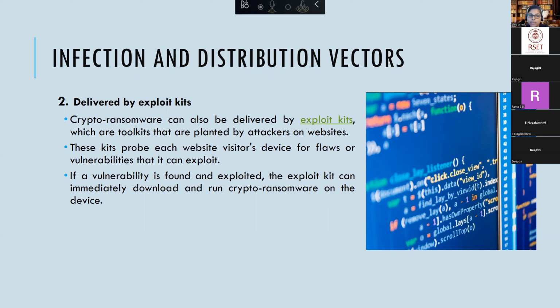So these are the two main means: either through a phishing email, which is the most commonly used distribution vector, or through exploits.